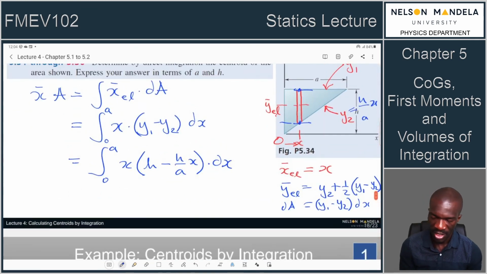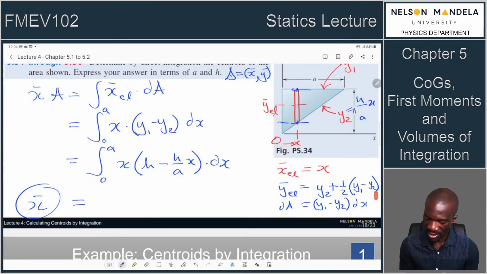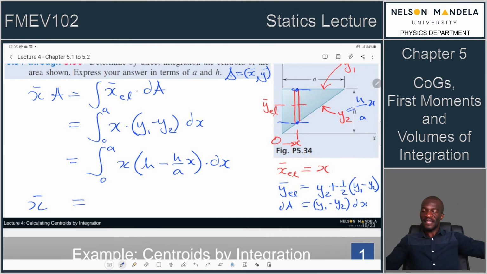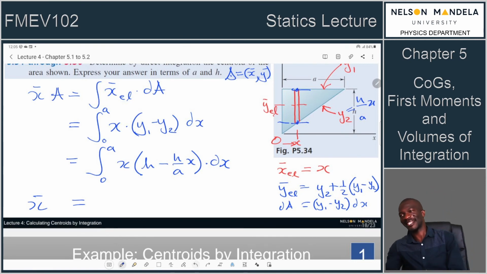You want to find the centroid, which is equal to x bar, y bar. So your x bar is now found once you've got your integral divided by the area. How would you find the area there? You can use calculus on this part, but this is just a triangle, guys. So you can just use half base times height. So you've got your area.